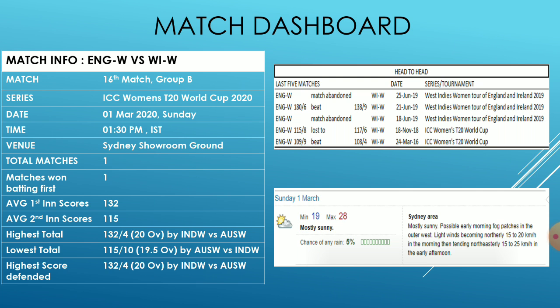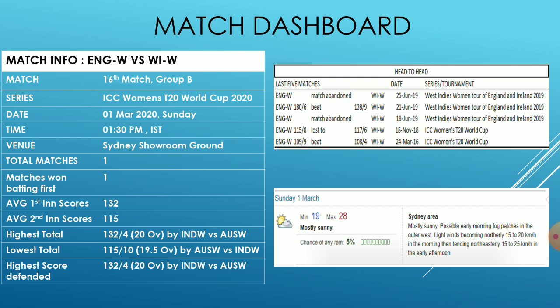Now the match is being held at the Sydney Showground on the 1st of March. I think we've only had one T20 international played here till date, which was the first match of this World Cup between Australia and India, which India won. As you could see in that particular match, I think the pitch over here is typically flat and favors the batsmen with some assistance for the spinners.